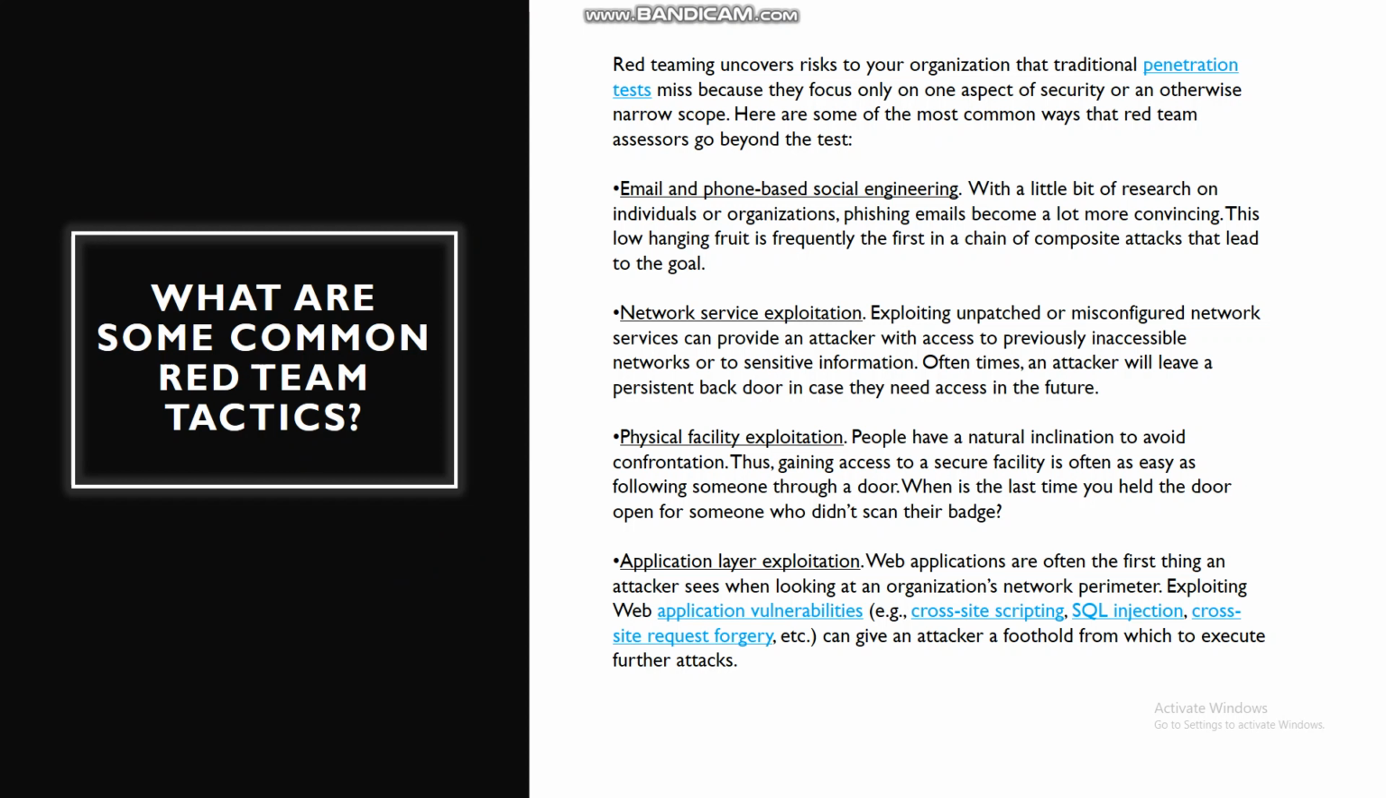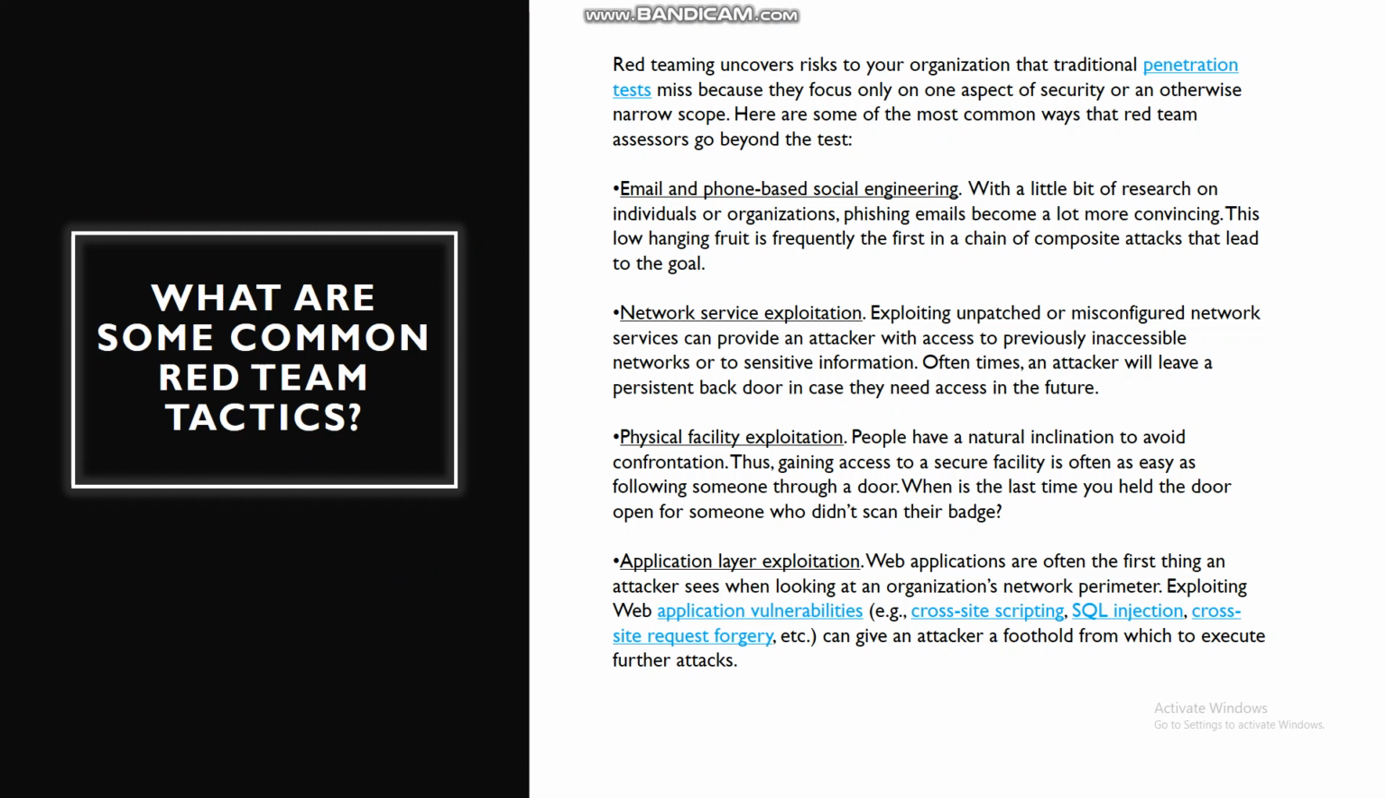Second is network service exploitation. Unpatched or misconfigured networks can provide an attacker with access to privileged, inaccessible networks or sensitive information. Third is physical facility exploitation. People have a natural inclination to avoid confrontation, thus gaining entry to a secure facility is often as easy as following someone through a door.